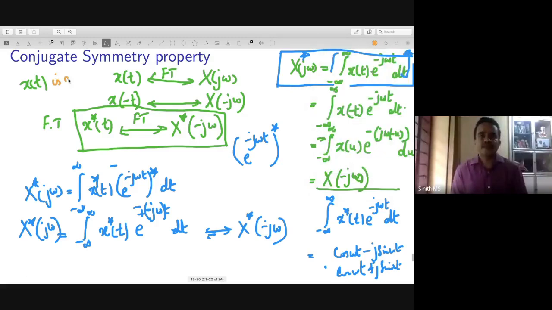And if x of t is real, what happens? If x of t is real, then x star t is going to be x of t itself. So x of t will have a Fourier transform of X star of minus j omega.